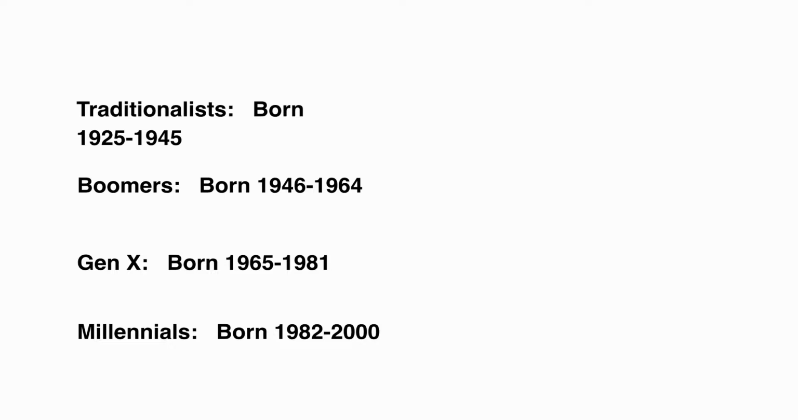So from a sociological standpoint, basically social science, these are the terms that we all have agreed upon. Some research firms will come up with their own numbers, and that's fine by them, but we use the U.S. Census Bureau. It's the standard. So traditionalists are born between 1925 and 1945. Boomers are born between 1946 and 1964. Generation X born between 1965 and 1981. And then millennials are born between 1982 and 2000.